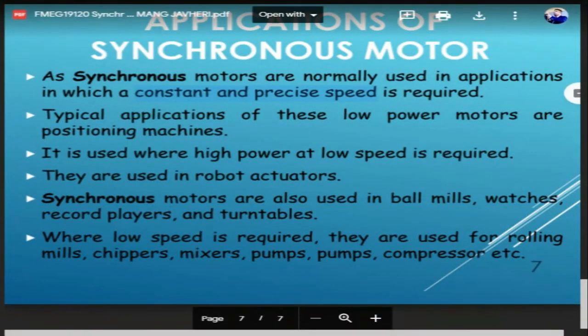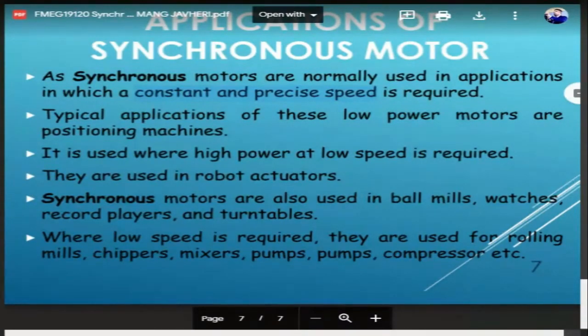Say for example you have a vaccine or some medical solution which needs to be mixed properly, and it should be mixed at a very constant speed. Then you can use this kind of motor in a variety of sizes where you can get the same speed throughout the application. Okay, so that is one criterion. The second criterion is about low power motors, like positioning machines, like the machines used in robotic arms.